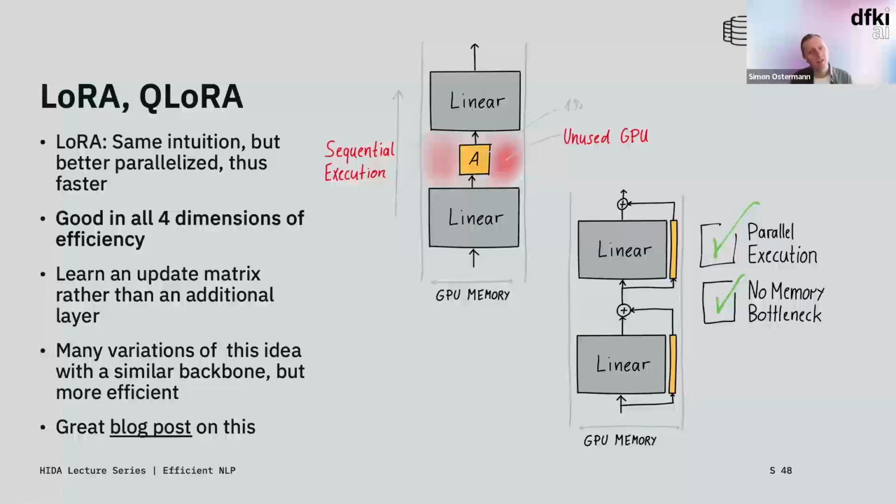So the basic idea is that you learn an update matrix rather than an additional layer, and then you add the update matrix to the weights of the original model. And as this is so efficient and so good in all dimensions of efficiency, there's also many variations of that idea now. There is a great blog post on this.